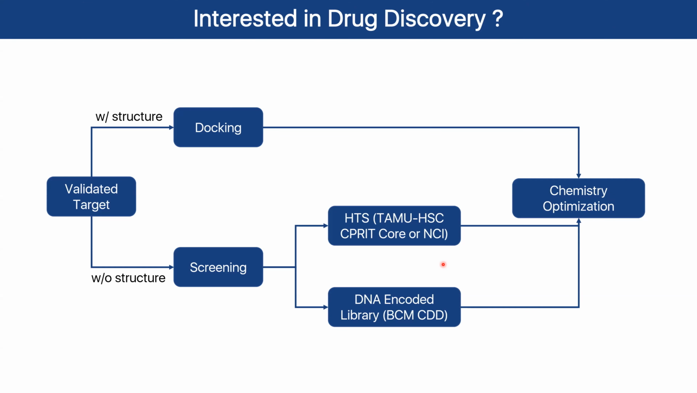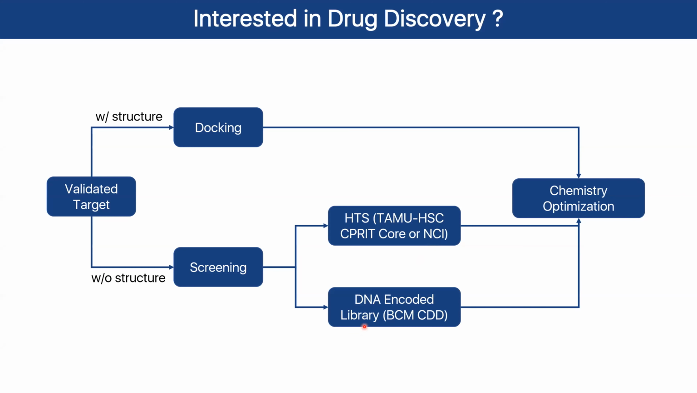We are almost running out of time. So if you have a validated target, and you know the structure, if there's an X-ray structure out there, I would suggest that docking is easy and quick. If you don't have a structure, then you can do high-throughput screening. Texas A&M has a separate core, or you can work with NCI. They provide service for high-throughput screening, but I think the line is pretty long for that.